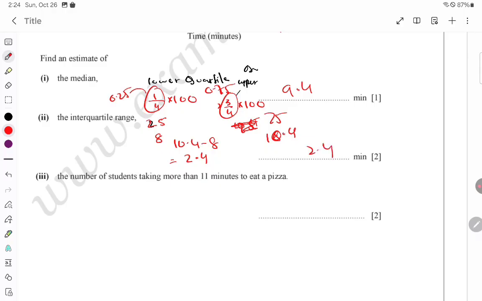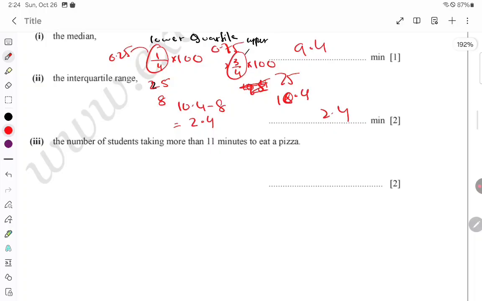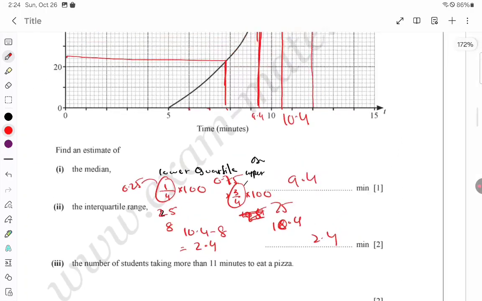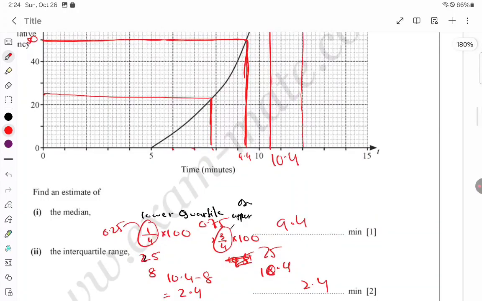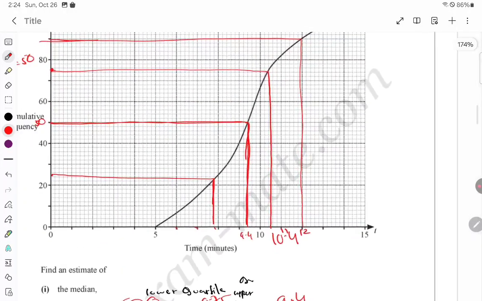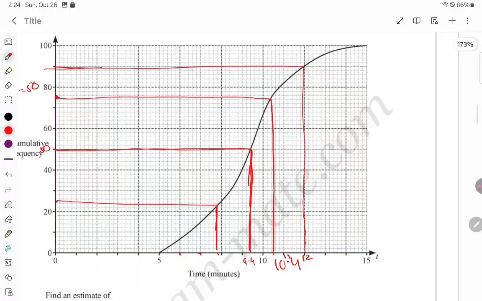For the third part, the number of students taking more than 11 minutes to eat pizza. More than 11, we can consider 12. This is our 11, this is our 12. Make a straight vertical line in the upper direction. It will cut the graph here. Move horizontally from where it cuts the graph. It will give you the value of some.